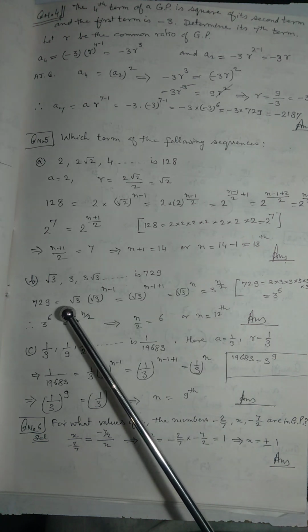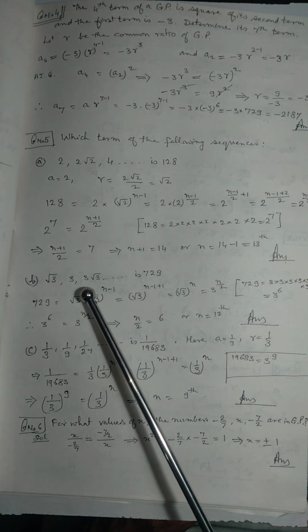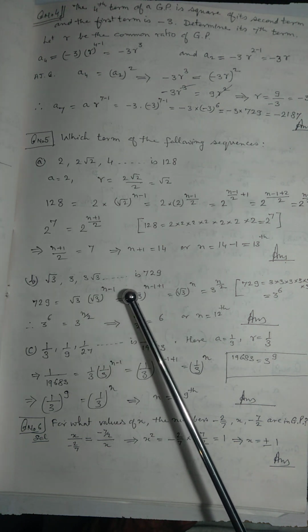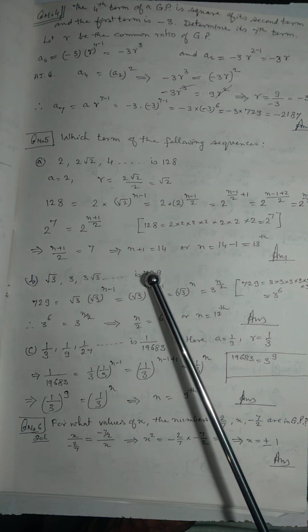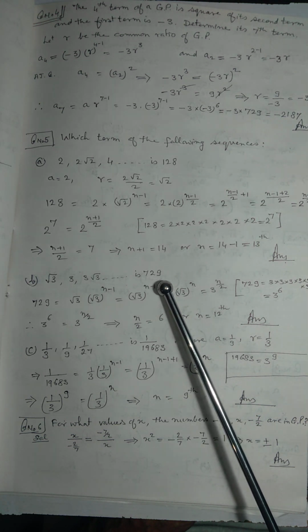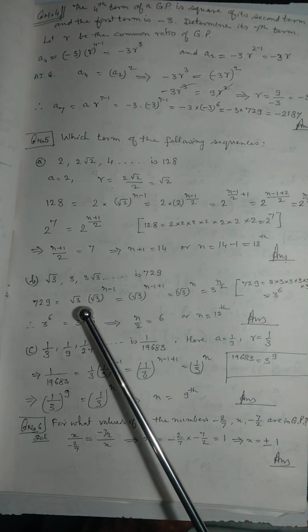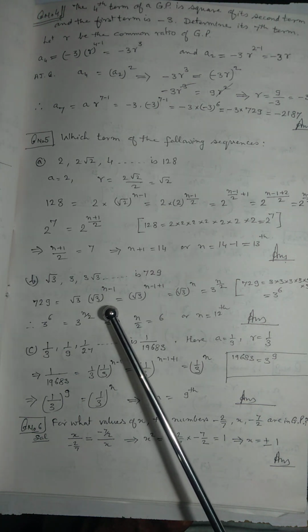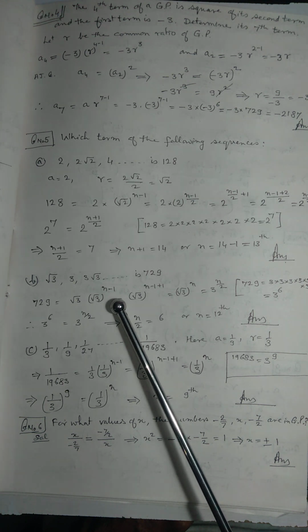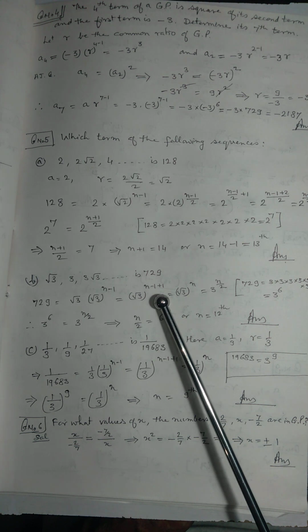Now come to part B of it, where the sequence is root 3, 3, 3 into root 3 and so on, and the term is 729. We have to tell which term will be 729 here. So I have written 729 is equal to the first term, that is root 3, and the common ratio is root 3. So root 3 raised to power n minus 1, multiplied by the first root 3, gives root 3 raised to power n minus 1 plus 1.